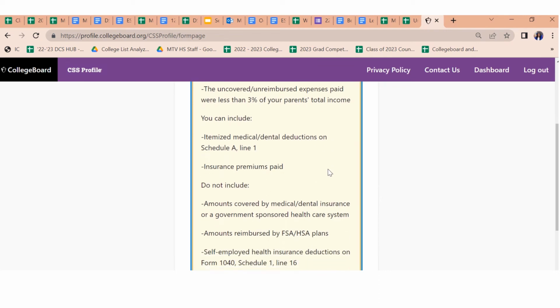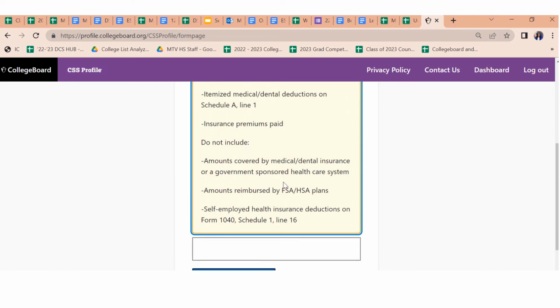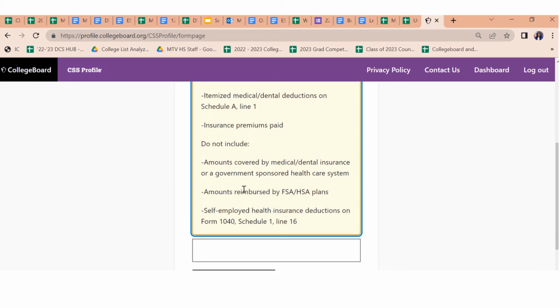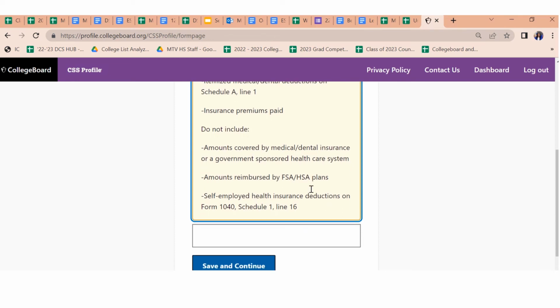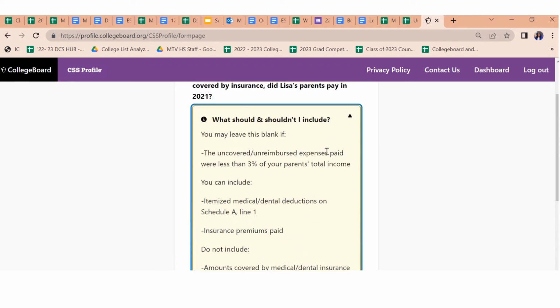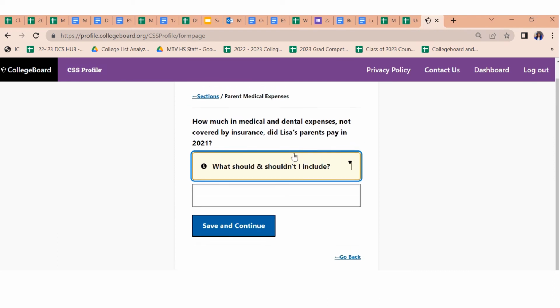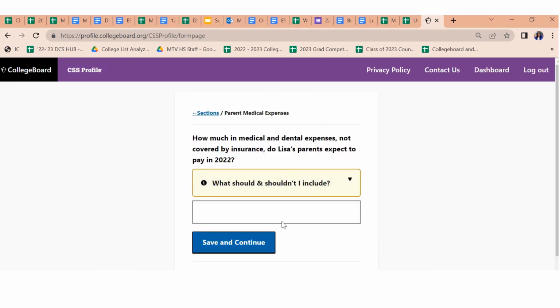So you will not include amounts that were covered by medical and dental insurance or a government-sponsored healthcare system, or amounts reimbursed by flexible spending accounts or other savings accounts. And so be very careful about what you do and do not include here. I'm going to go ahead and skip this. If you are not sure what to put here, I recommend doing the same.